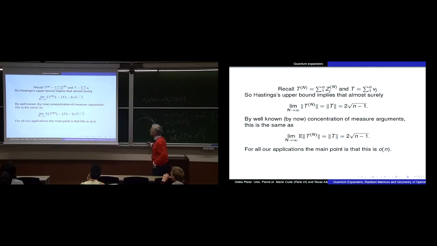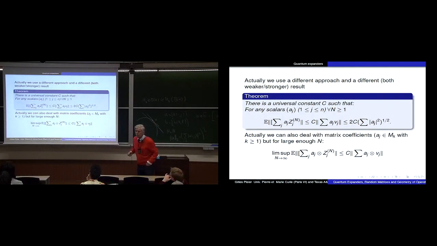argument. So maybe now I should go a bit faster. The approach I use is based on a comparison principle, and it is at the same time weaker and stronger than Hastings' result. It is weaker because I get a bound of the order of a constant times square root of n, while he gets this precise 2 square root of n minus 1, so it is less precise. But his result is asymptotic in capital N, and what I'm writing now is actually a uniform result for all n, capital N.